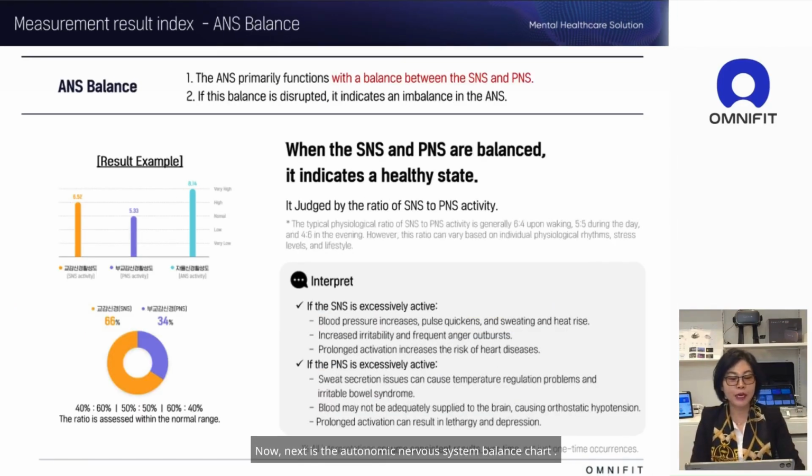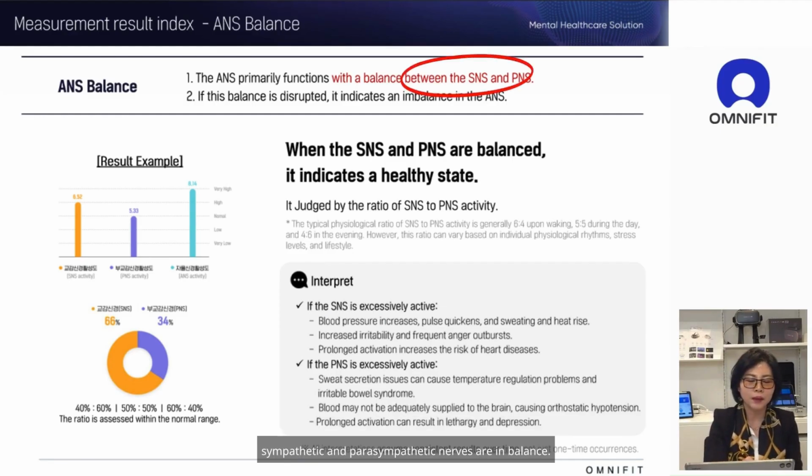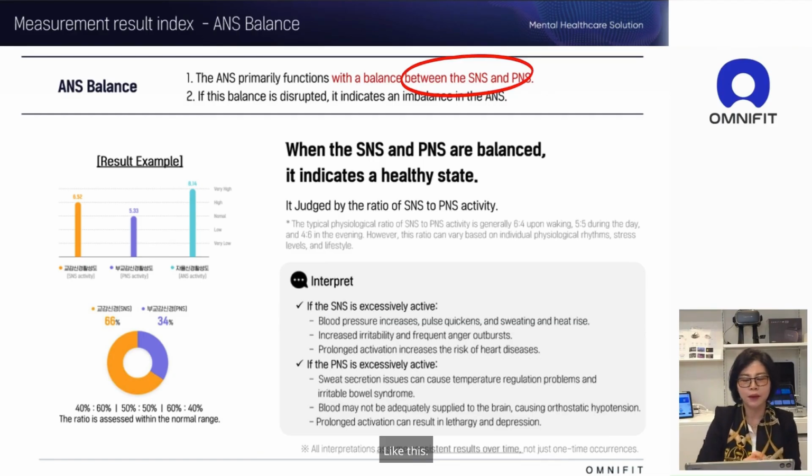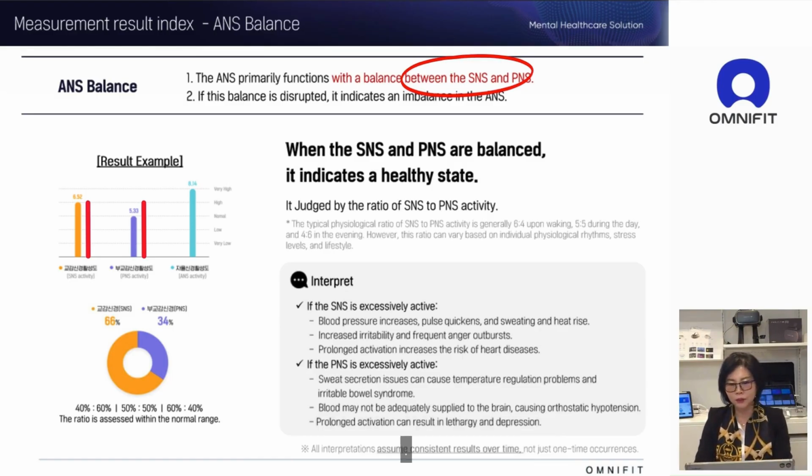Now, next is the autonomic nervous system balance chart. As I've mentioned several times before, the most ideal state for the autonomic nervous system is when the sympathetic and parasympathetic nerves are in balance. Like this. So, the most ideal situation is when the activation of the sympathetic and parasympathetic nerves is balanced.